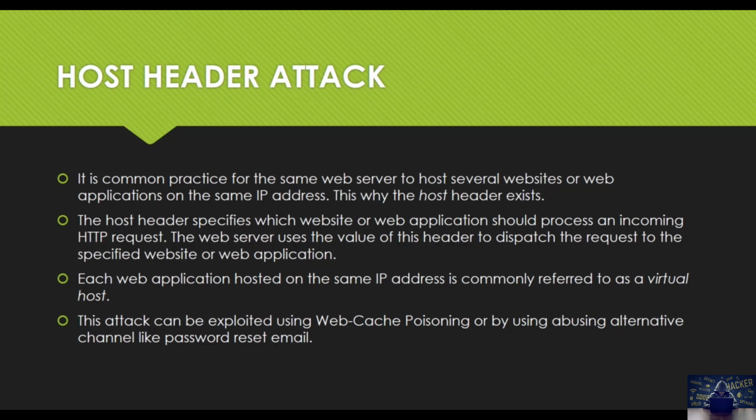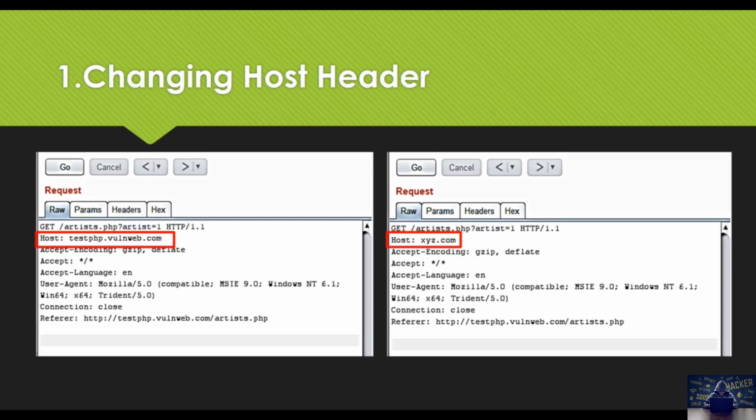Now let's learn what are all the possible methods via which we can execute host header injection and what are the steps to reproduce it. First we'll talk about changing host header. First of all, you need to find a URL having status code of 200 series or 300 series. In Burp Suite, you can do it by intercepting the request and sending it to Spider. Then after that, search the link which is having the status code of 200 and 300 series.